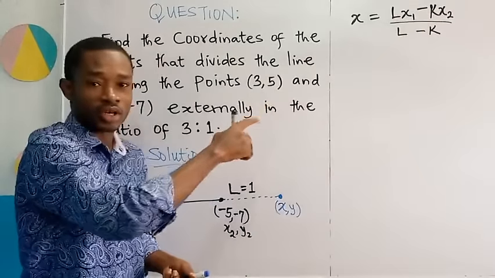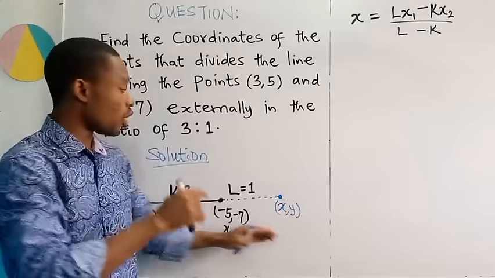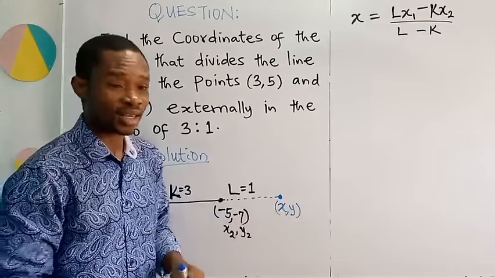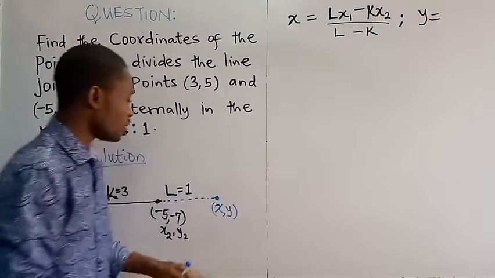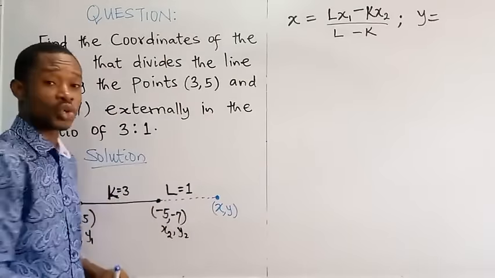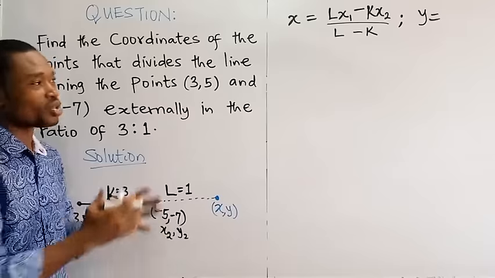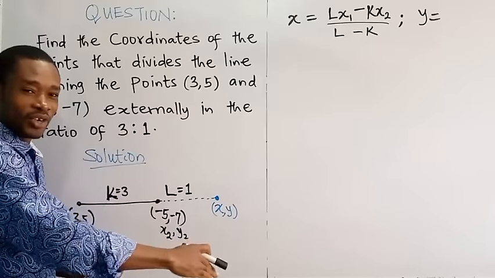And then in the denominator, it's going to be L minus K. So that formula gives us the x coordinate of the point that divided this line externally. Then to obtain the y coordinate of the point that divided this line externally in the ratio of 3:1, we follow the same format to get that formula. Are you following, right?